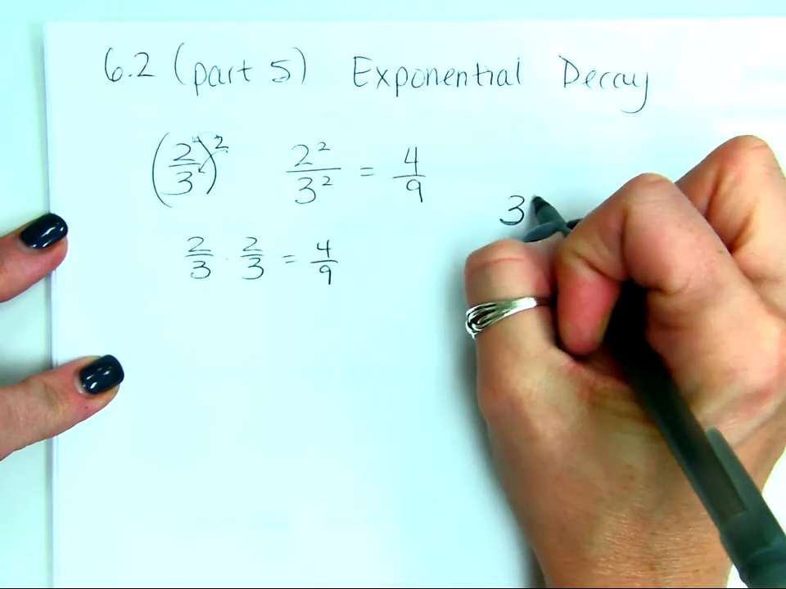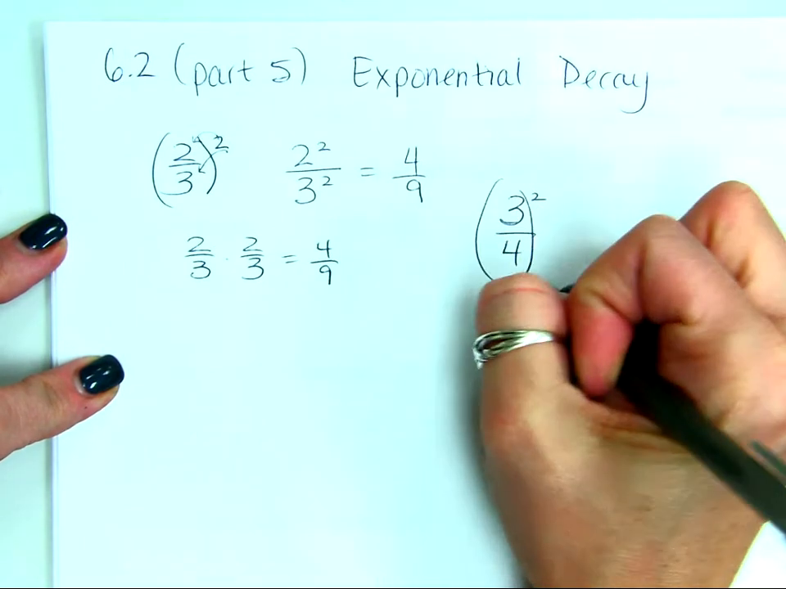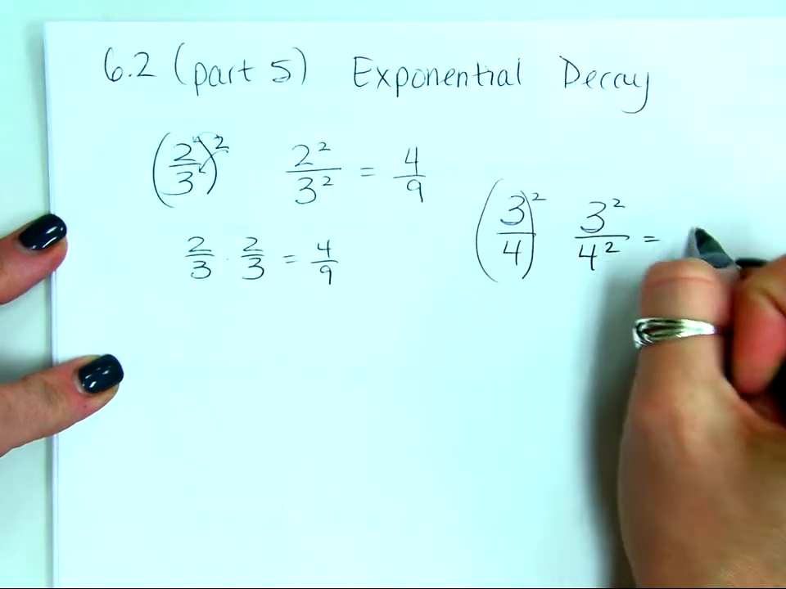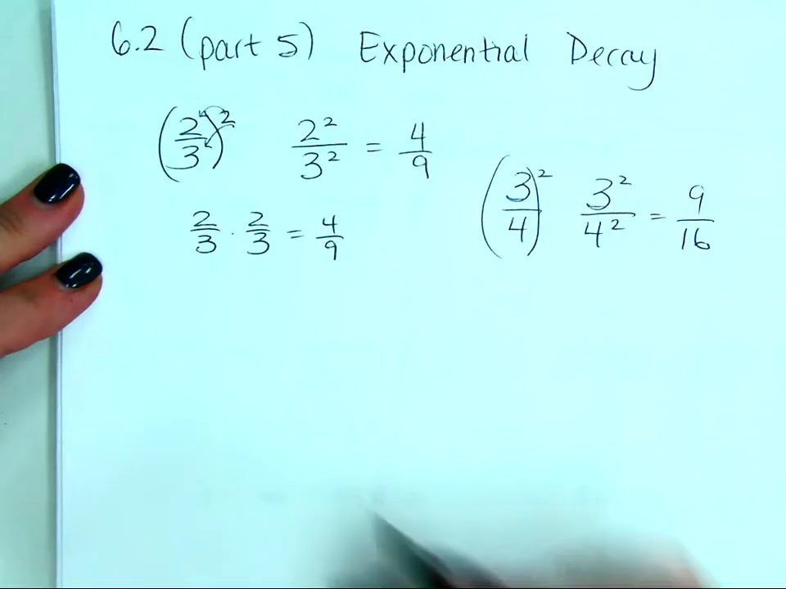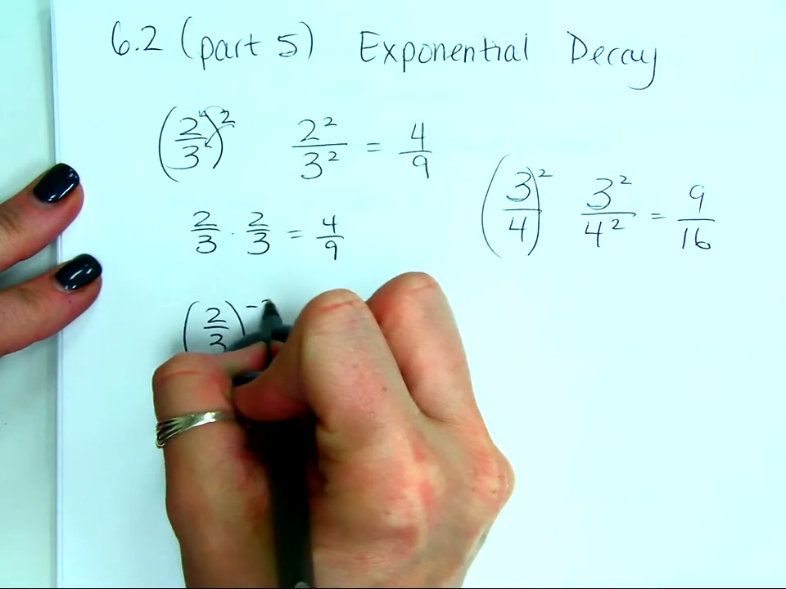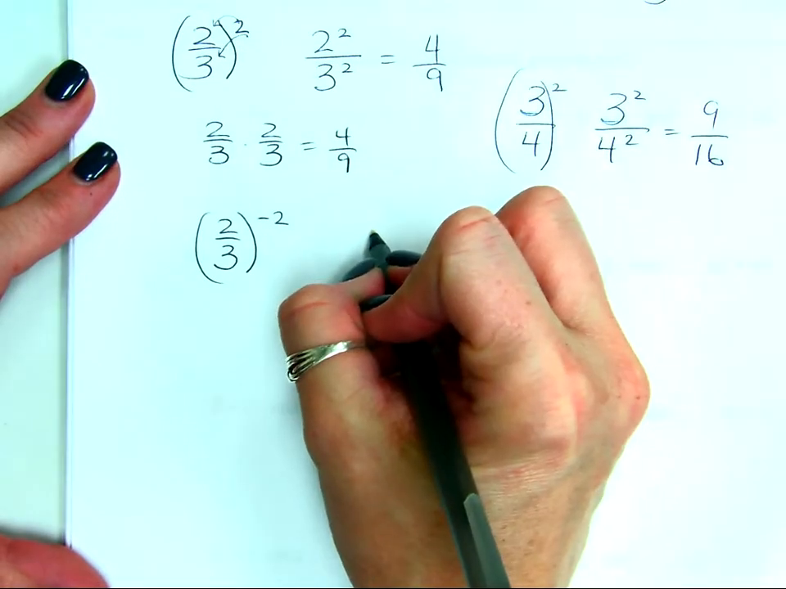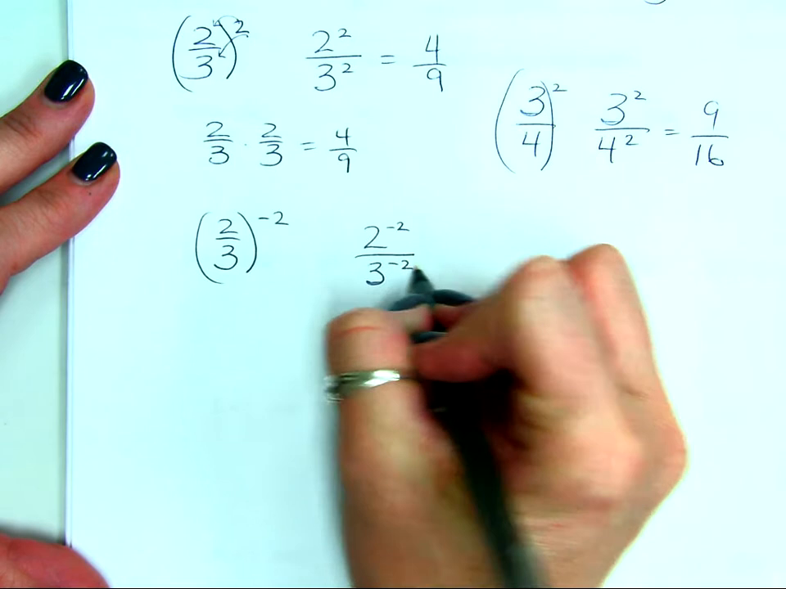So 3/4 to the second power is like taking 3 and squaring it, and taking 4 and squaring it, and that answer would be 9/16, okay? Now, let's throw a wrench in things. Let's take this 2/3 and make it to the negative second power, which means if you do what I just said, that's 2 to the negative second power over 3 to the negative second power.